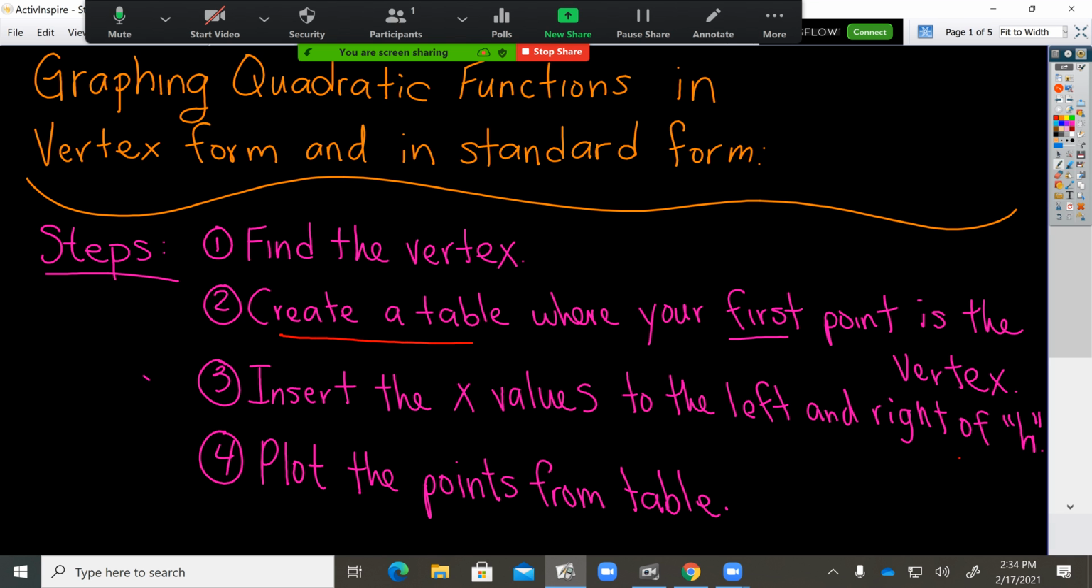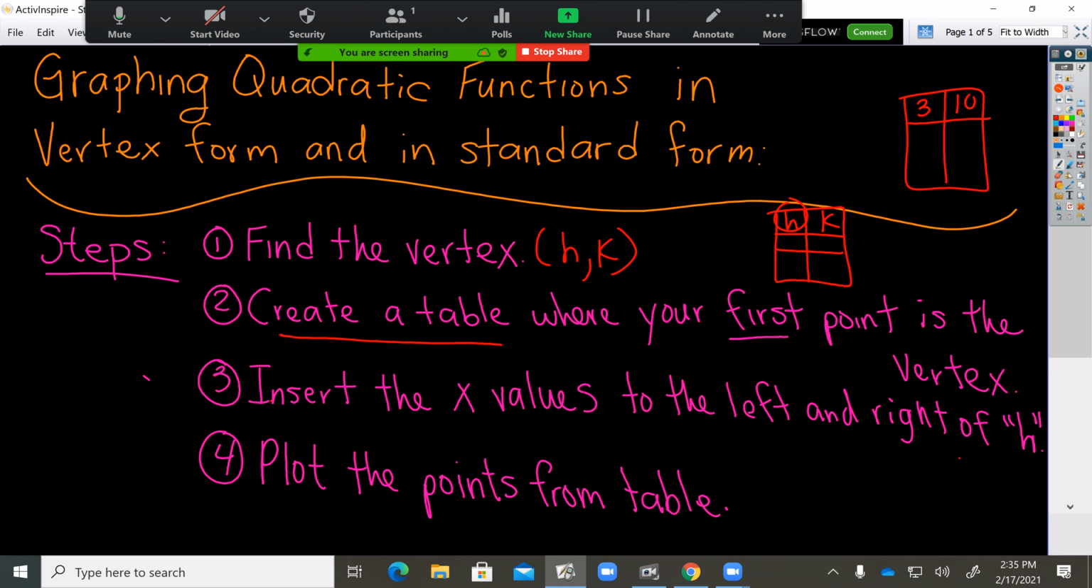Step 2, you create a table, but on that table, the first values you're going to put here and here are whatever your answer is for the vertex. So H and K go here first. Then you insert the next X values to the left and to the right of the number you put here. So for example, if your vertex was 3, comma 10, what number is to the left of 3? 2. What number is to the right of 3?